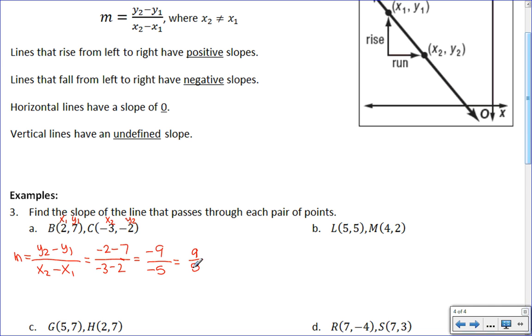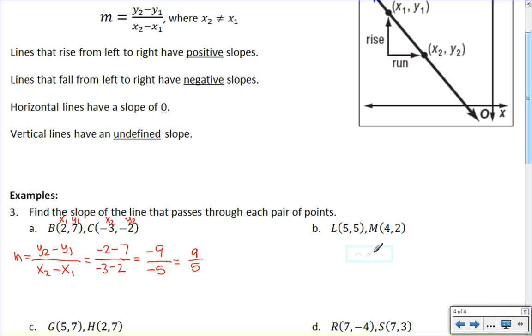And because this represents the ratio of the rise to the run, it does not make sense to change that to a mixed number. You should never see a slope written, like in this case, as 1 4/5. That does not make sense. This has a rise of 9 for a run of 5. So if I were to graph these 2 points, this line would rise 9 units for every 5 units in the horizontal direction. So leave this as an improper fraction. Do not change slope to a mixed number.